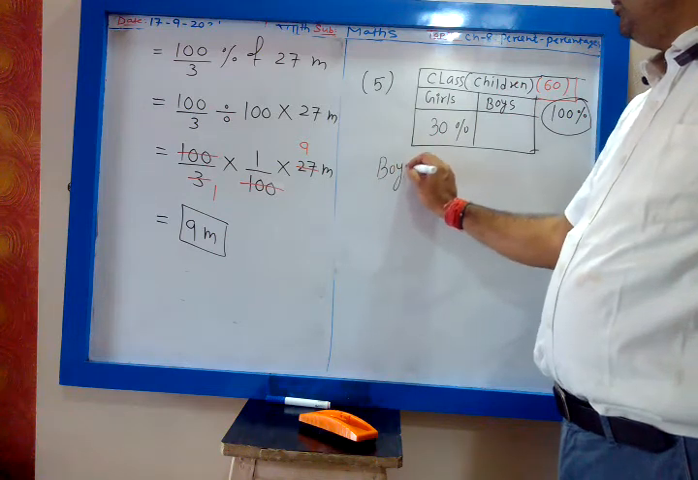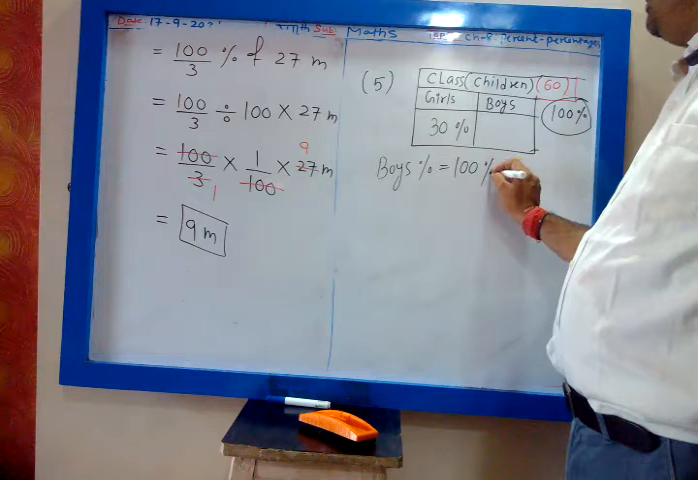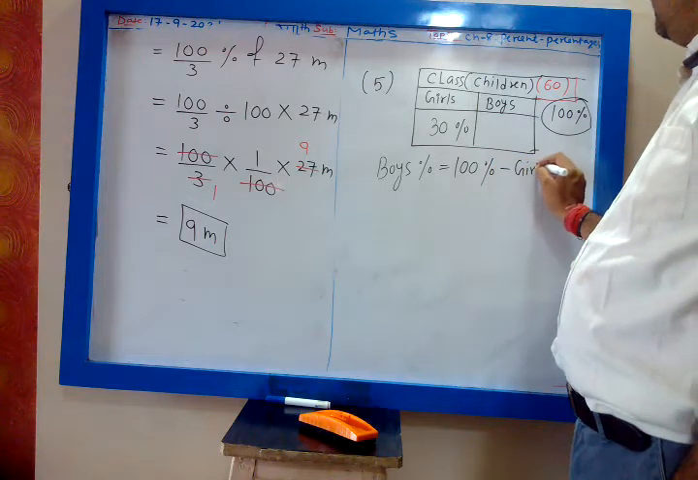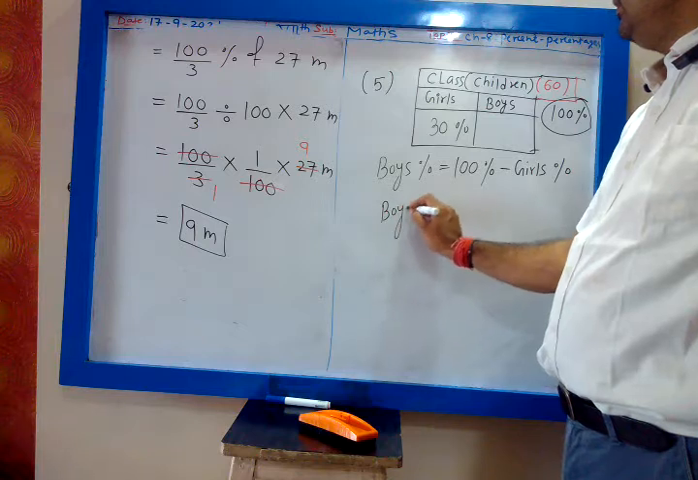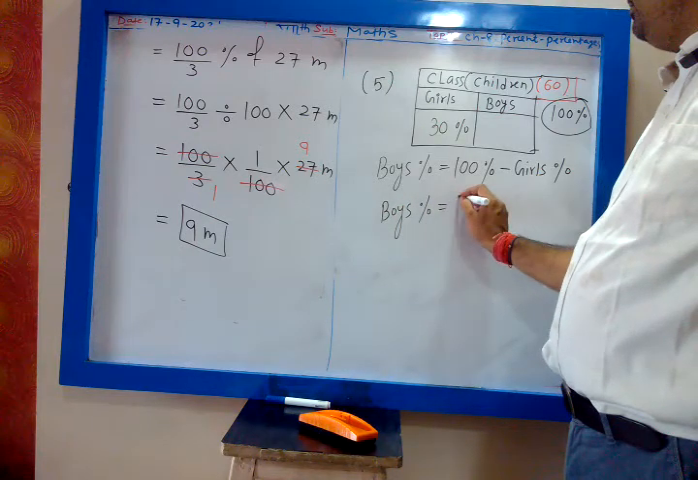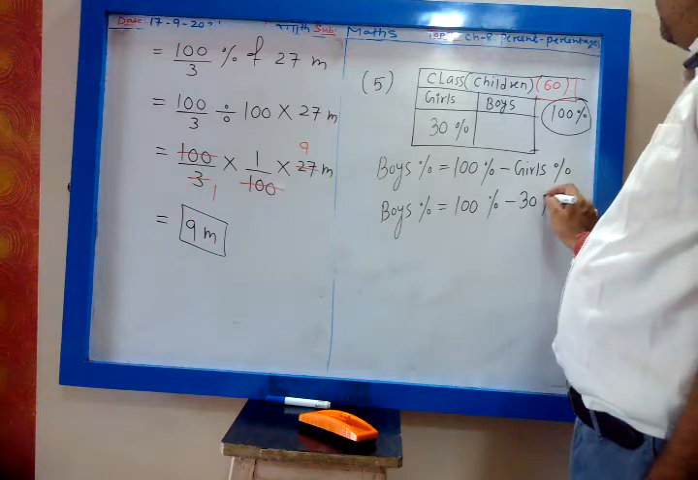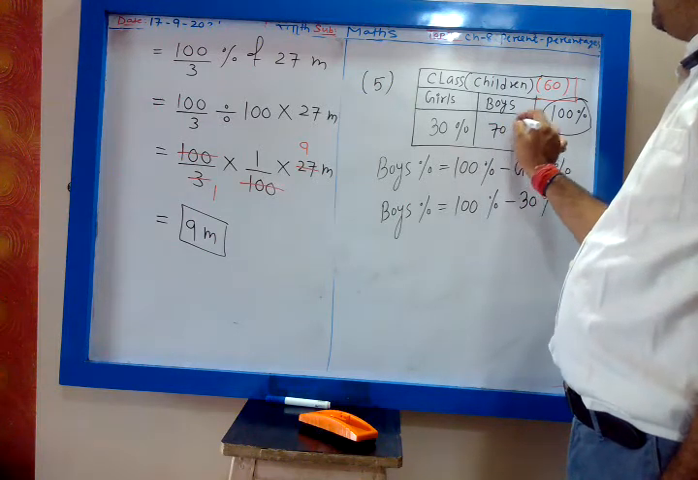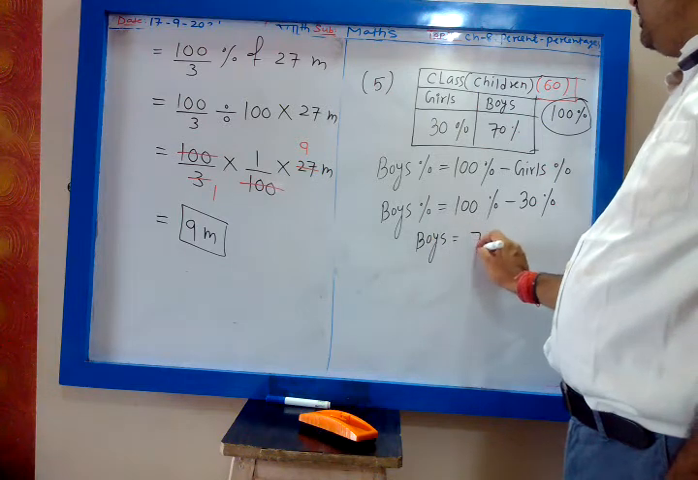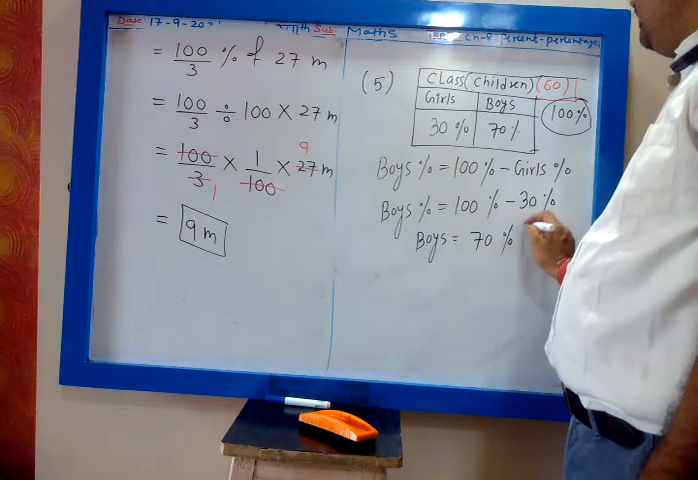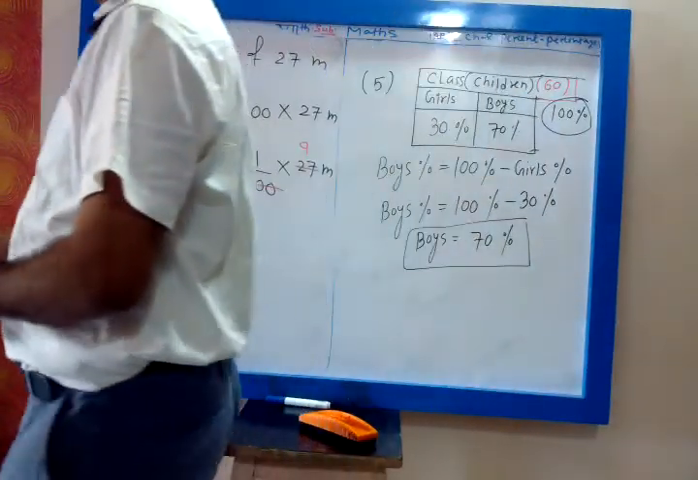So boys percentage will be 100% minus girls percentage. 100% minus girls percentage is 30%. So boys will be 70%. But the percentage is not asked. It is asked how many boys are there, the number of boys.